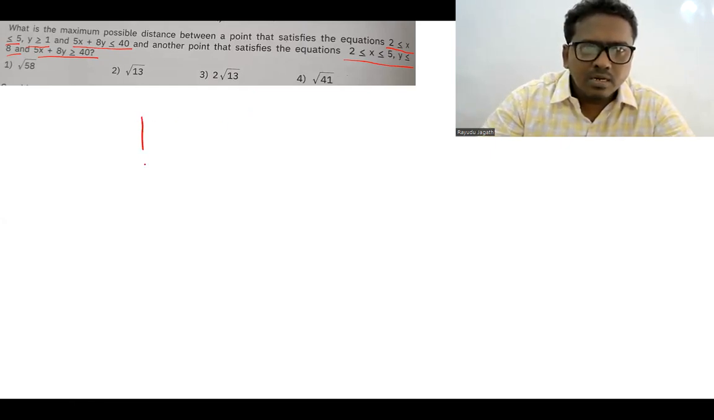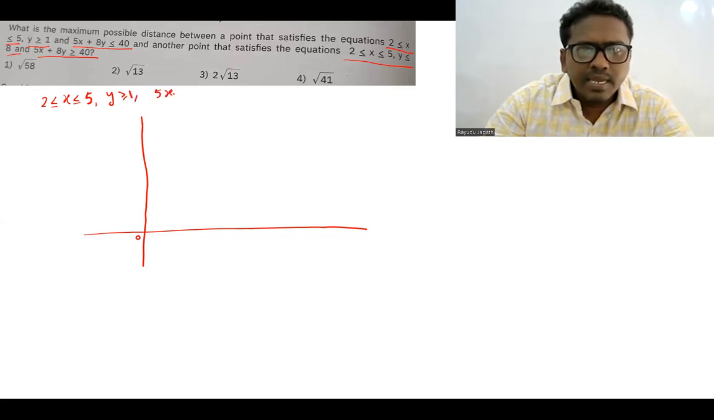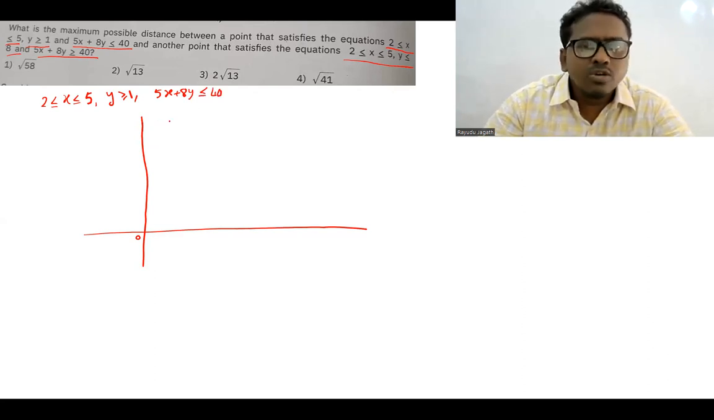draw lines like this. This is 0, 0, point O, and coming to the first equation: 2 less than or equal to x less than or equal to 5 and y greater than or equal to 1 and 5x plus 8y less than or equal to 40. Okay, in this first you mark out 5x plus 8y is equal to 40.